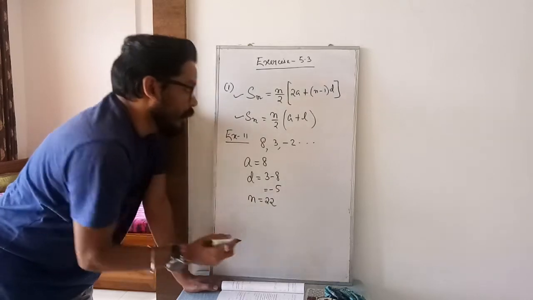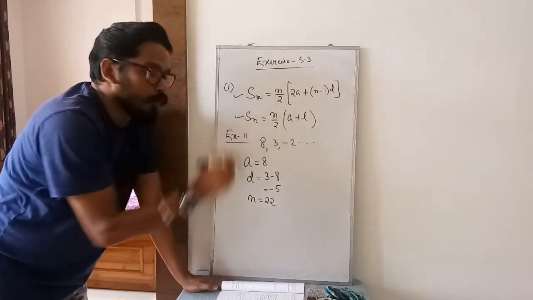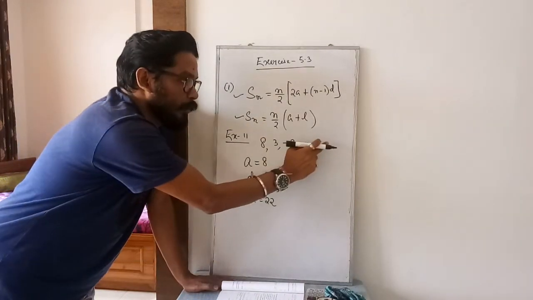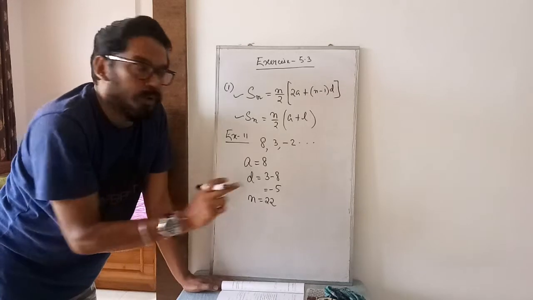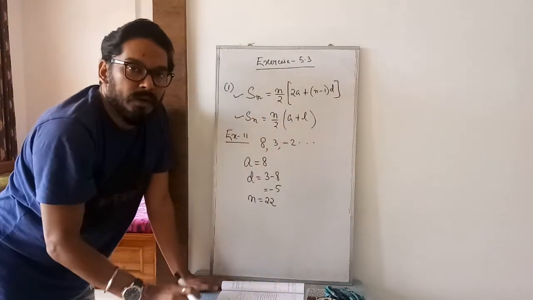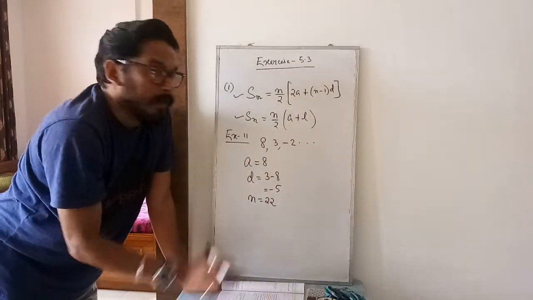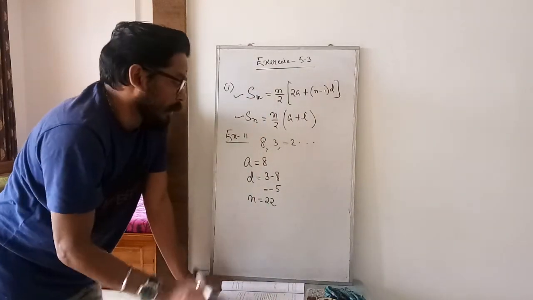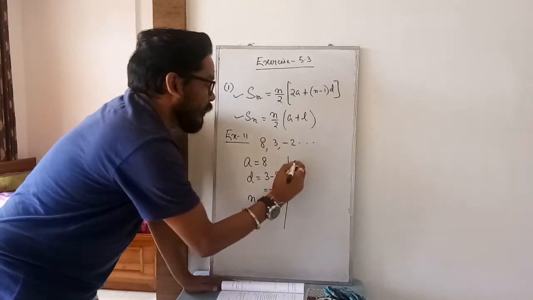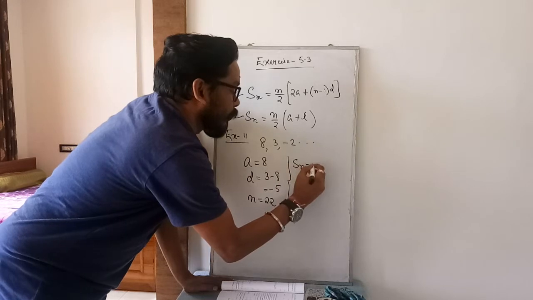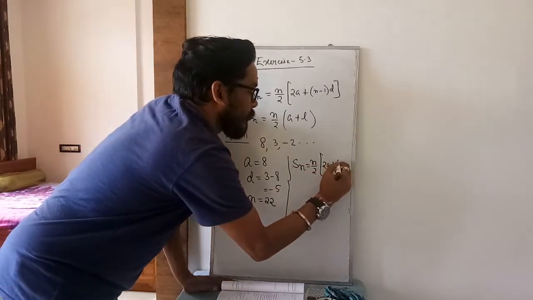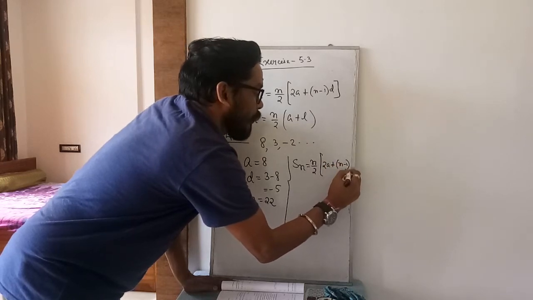Of these two formulas, which will I use? The first one, because in this sequence you don't know the last term. When you know the last term of a given sequence, at that time you can use the second one. Otherwise, you will switch to the first one. I will write the formula now. The general formula is Sn equal to n by 2 into twice A plus n minus 1 into D.